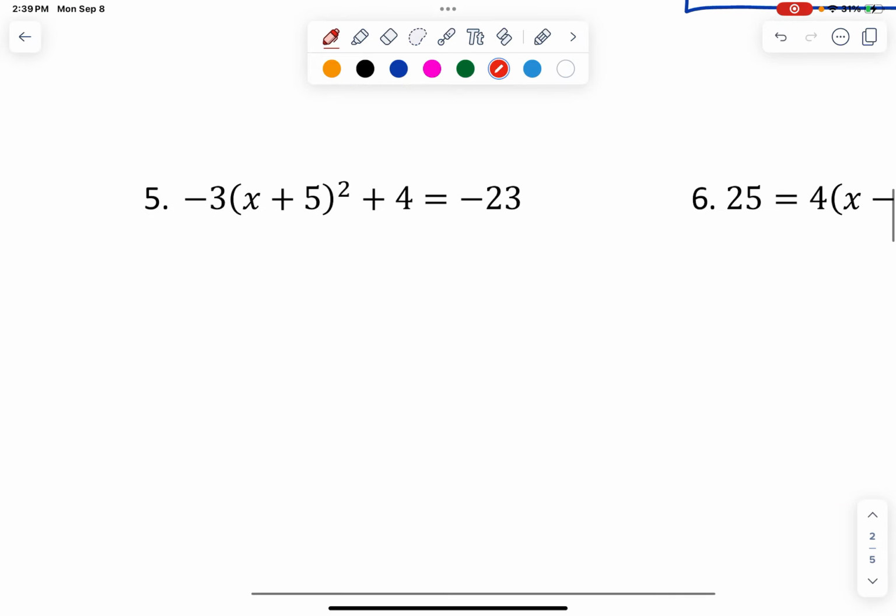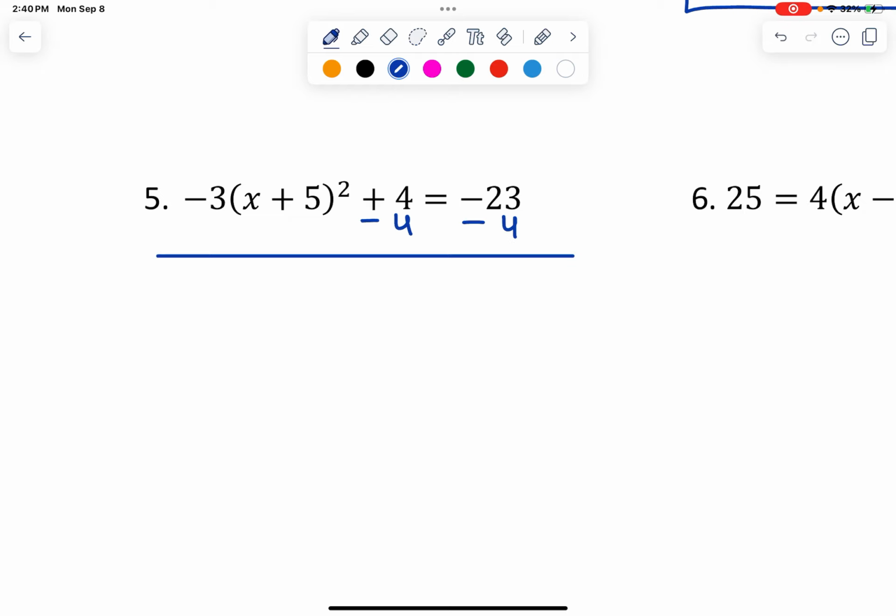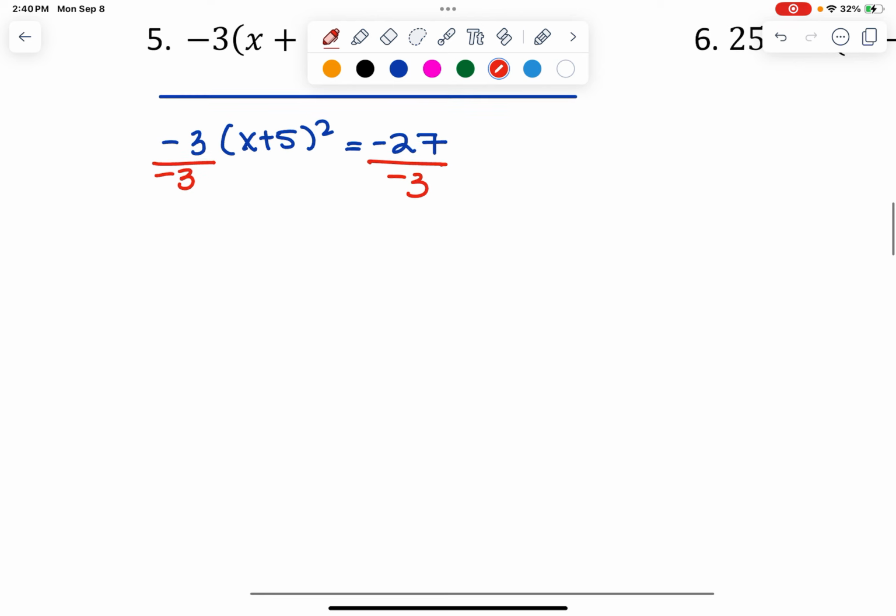Okay. All right, this does not have an x squared and an x, so I'm going to solve it by square rooting, but I got to get this by itself first. So I'm going to subtract 4 from both sides, and I'm going to divide by negative 3. So first, subtract 4 from both sides. Negative 3 times the quantity of x plus 5 squared equals negative 27. Divide both sides by negative 3. I have x plus 5 quantity squared is equal to 9.